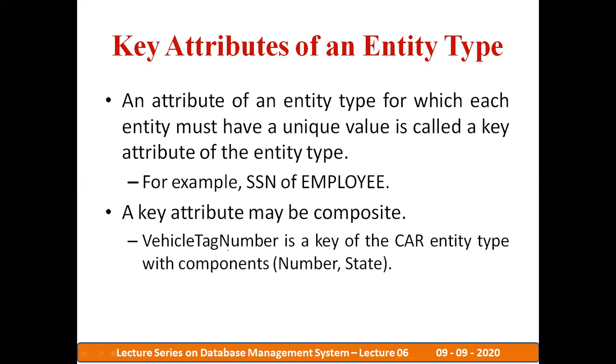A key attribute can be composite. So here in this case, vehicle tag number is a key attribute of a car entity type having the components number and state. That means a key attribute can have a single column, or it can have more than one column also.